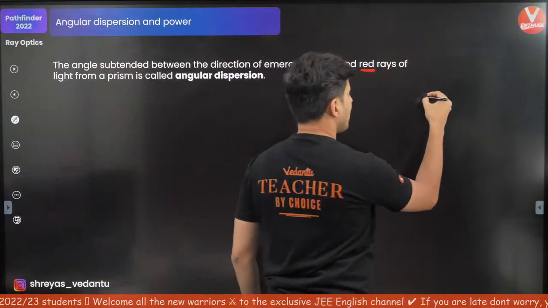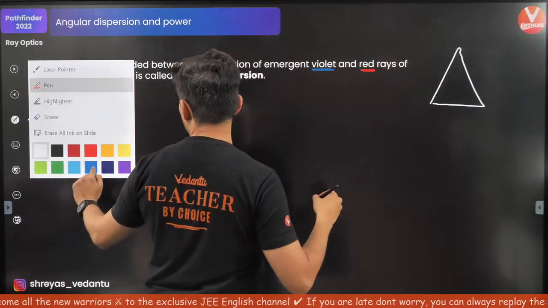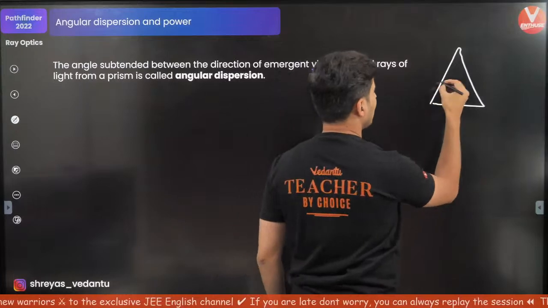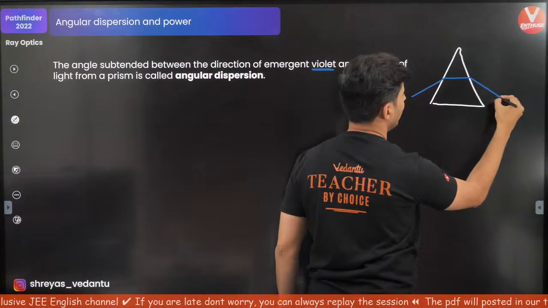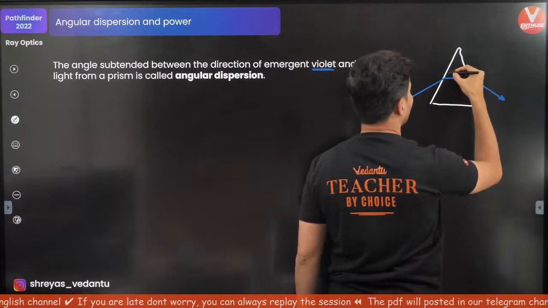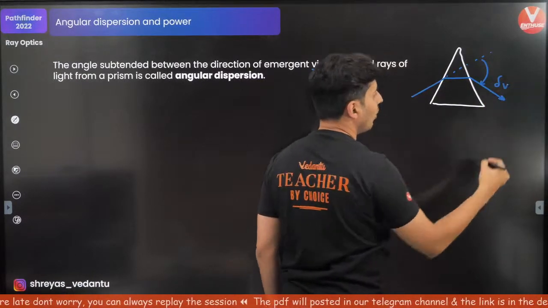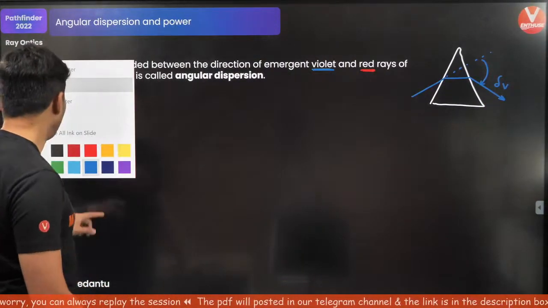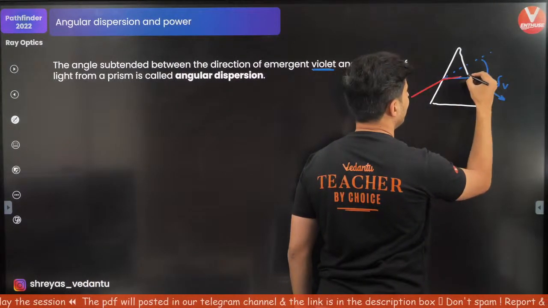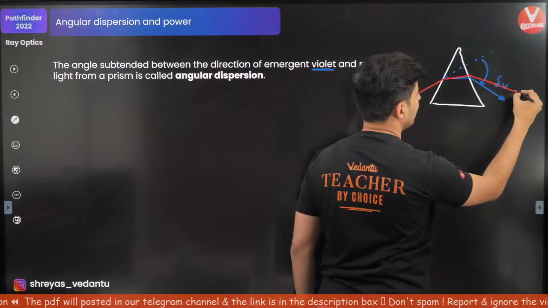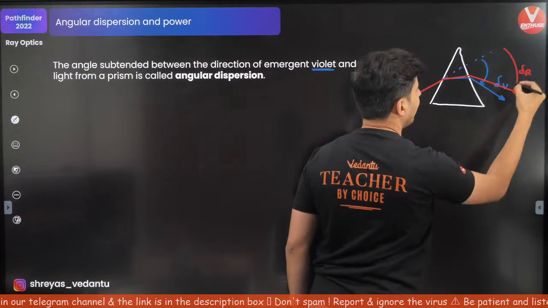Observe this. This is your prism, okay, and the violet ray, if it is going like this, this is how the violet ray will look. And if I continue this, this will be your delta of violet. Similarly for red, the red rays which are going like this will bend, but a little bit less. It will continue its journey like that. This will be your delta of red.